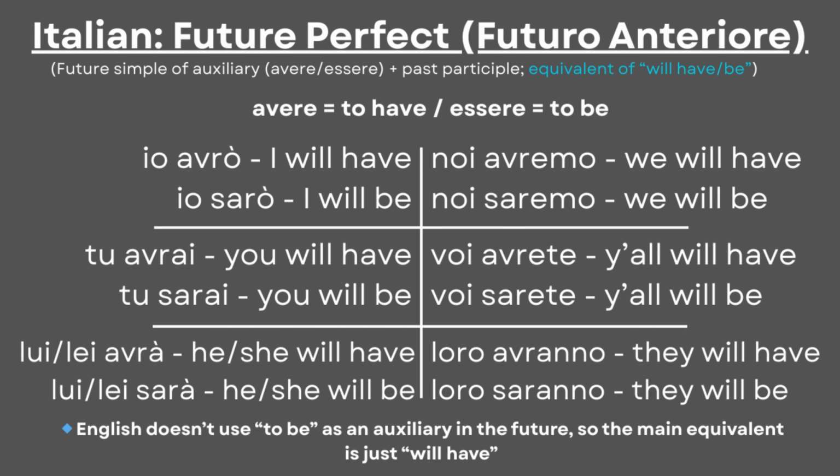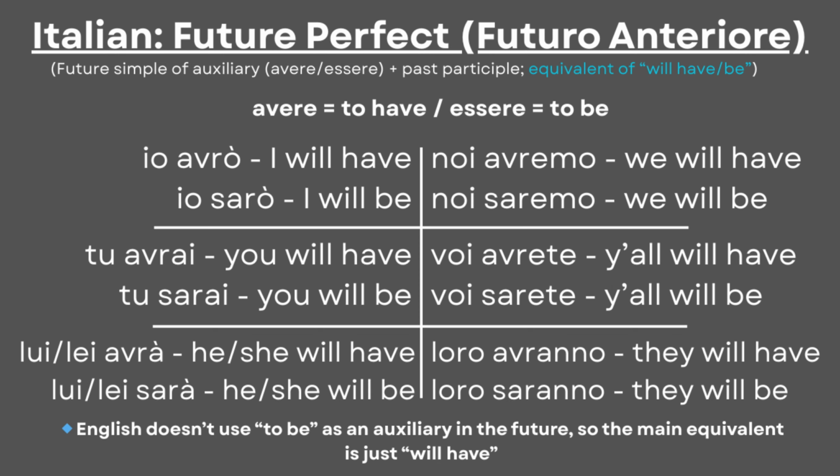Avrò, avrai, avrà, avremo, avrete, avranno. Sarò, sarai, sarà, saremo, sarete, saranno. These are the conjugations we need to make sentences in the futuro anteriore with past participles. So generally, the tense has no new irregularities because its formation is inherited from other tenses that we already know.